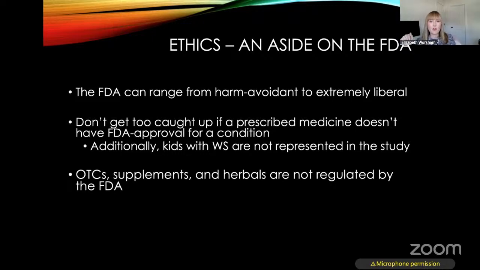The FDA can range, in all areas of medicine and medications, from very, very harm avoidant to extremely liberal. Ballpark, it can take 20 years from the beginning of a drug development to hitting the market. That can be faster or slower depending on the urgency of the clinical scenario. But don't get too caught up if a medicine that's prescribed to your family member isn't FDA approved.